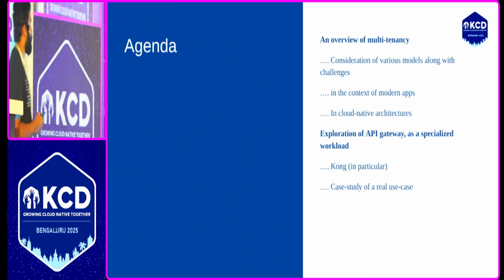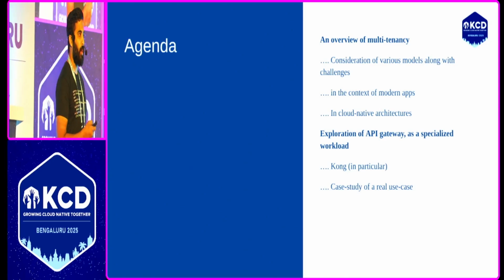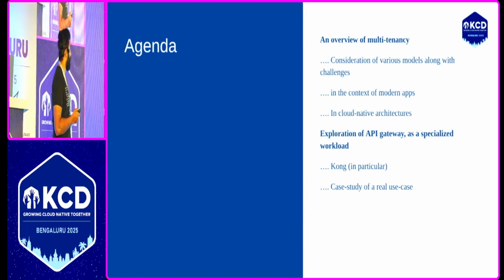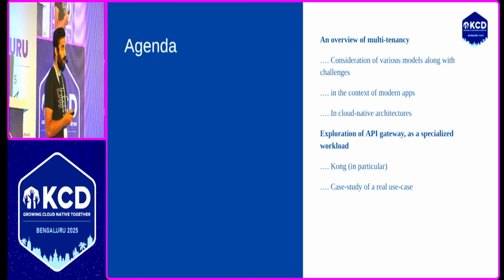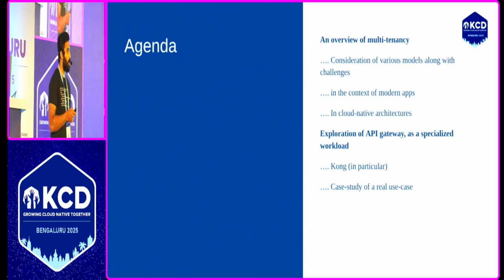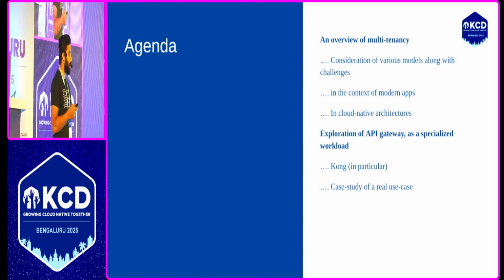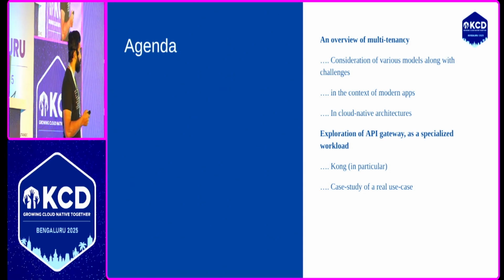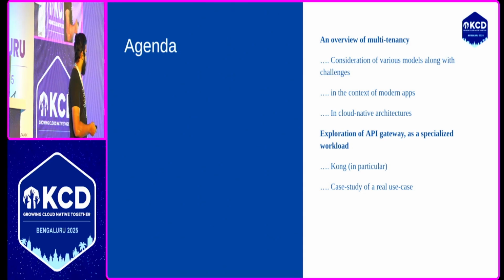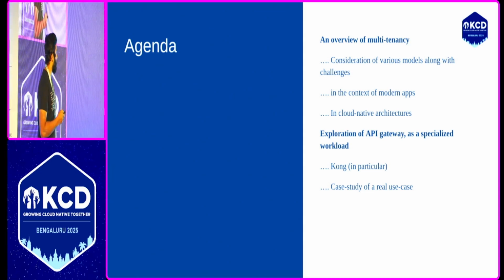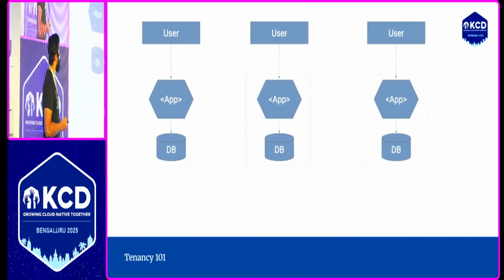So today's agenda, we'll start with a quick overview on multi-tenancy, some of the challenges, the need for it, and primarily in the cloud-native era with Kubernetes. And we'll talk about how we build a multi-tenant API gateway specifically, rather than just building multi-tenant applications on Kubernetes, with Kong in particular. And finally, we'll look at a case study on how we built an API gateway on Kubernetes.